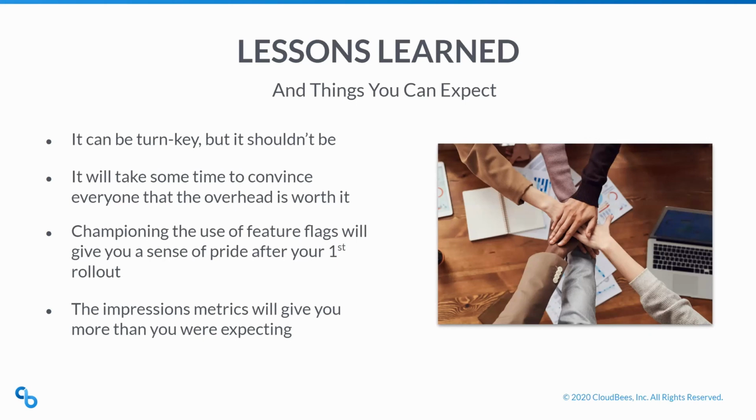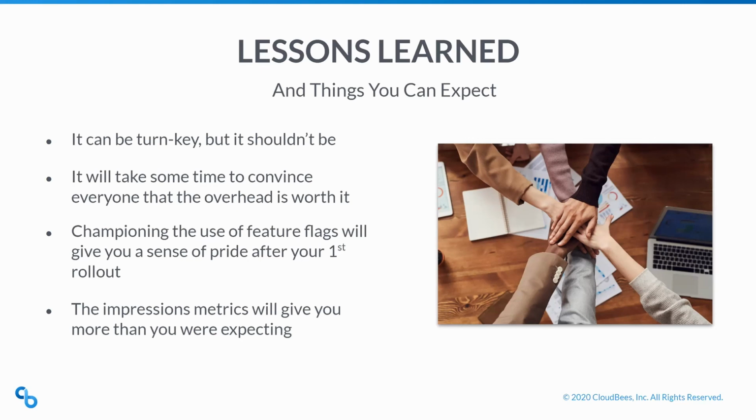It's been fantastic. And then really the last thing that I think is important for you to understand is that the impressions metrics will give you more than you were expecting. In CloudBees Rollouts, you can look at your flags and see how many times those flags have been accessed, in addition to the percentage value for each of the values. So if you have a traditional toggle, a true on-off, you'll see it was 50% true, 50% false for the last X number of days over so many thousands of impressions.